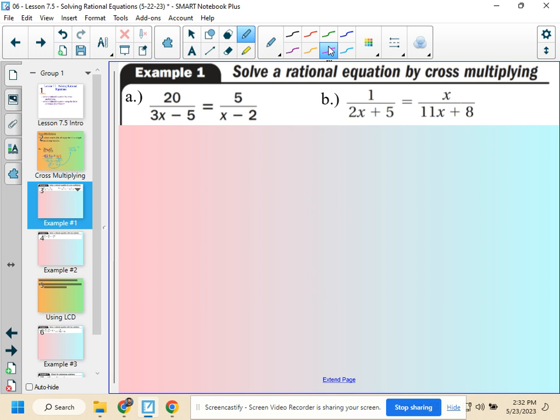What do I do here? It's the same idea. The big thing to make sure we're doing is, when I do this cross product, I need to make sure I distribute that 5. The whole quantity, 3x minus 5, is getting multiplied by 5.